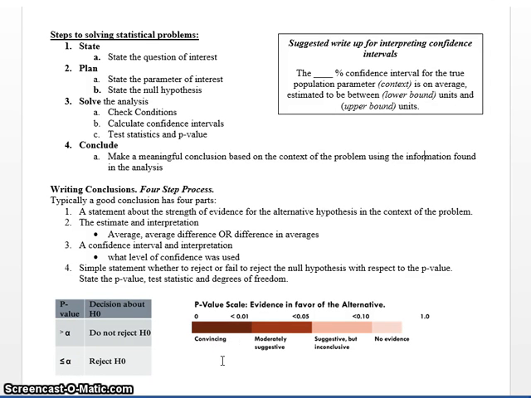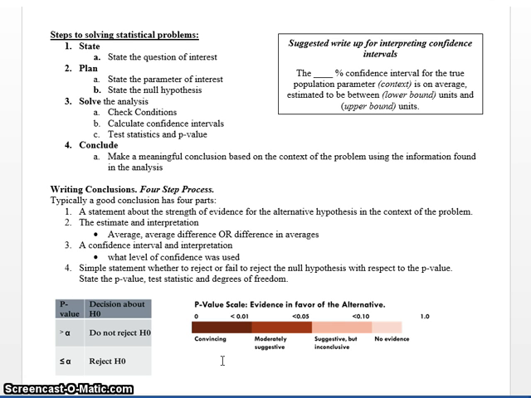Class, for the rest of the term, we're going to be learning about hypothesis testing. The first step in a hypothesis test is to state the question of interest. Now, this is really practical in the real world sense. In academia, we'll simply just restate what the question is asking us.